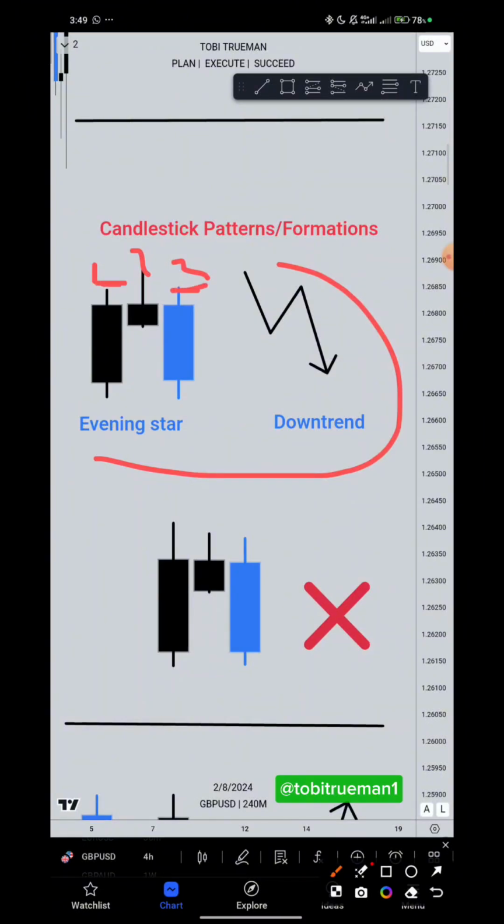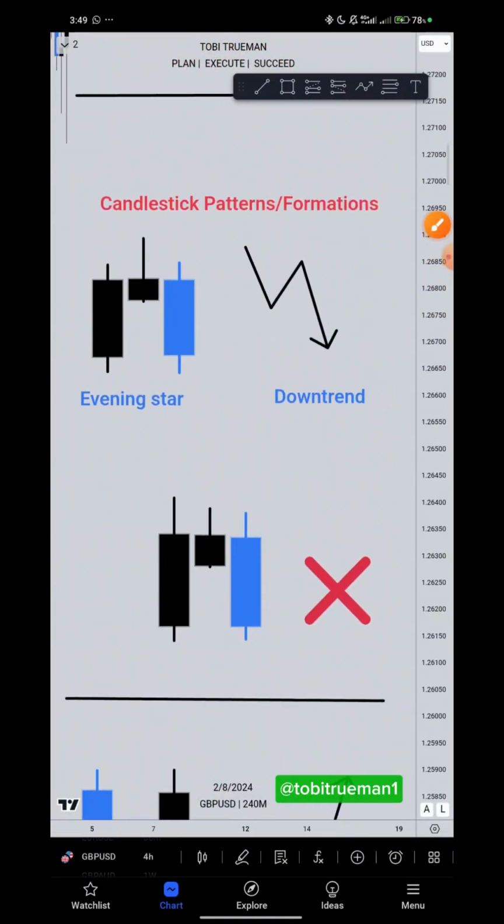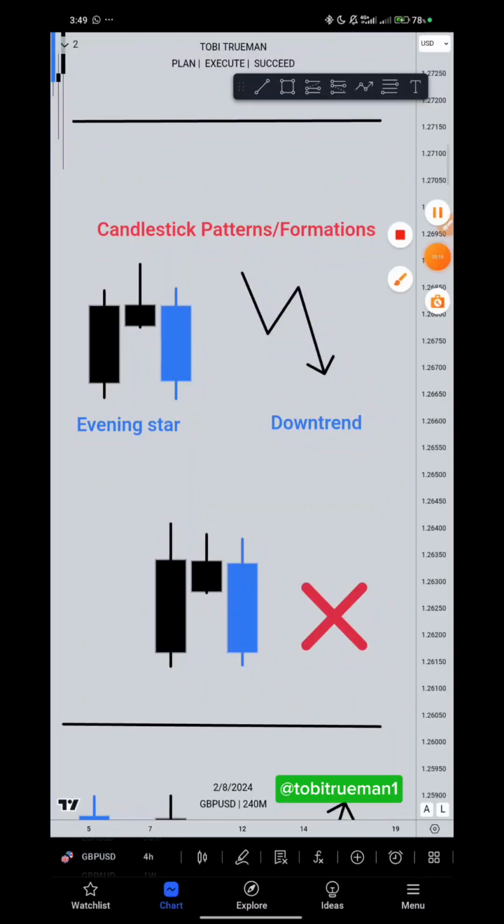But in this scenario, you can see that the number 1 candlestick wick is much higher than the number 2 and number 3. This is not a valid morning star candlestick pattern. Sorry, this is not a valid evening star candlestick pattern.